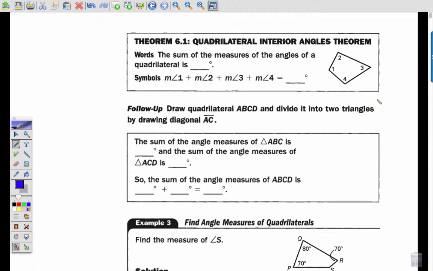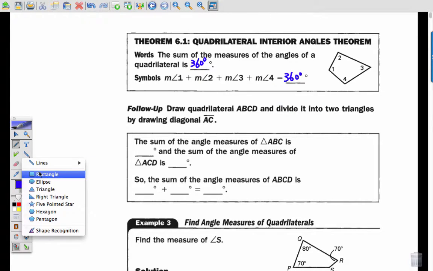Make sure you complete the checkpoint. And let's look at some theorems here. Here we have a theorem that says the sum of the measures of the angles of a quadrilateral is 360 degrees, meaning if I have a quadrilateral, 4 sides, and if I add all the interior angles together, I would have 360 degrees. Angle 1, angle 2, angle 3, angle 4, added together is 360.